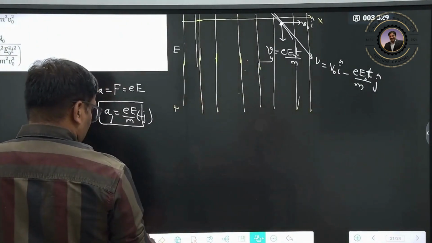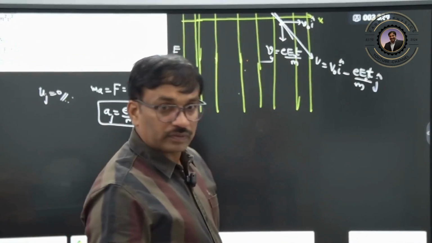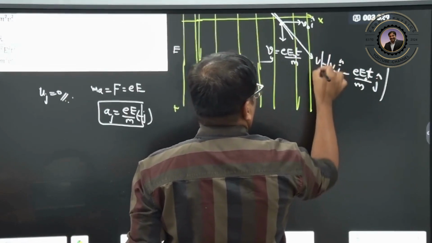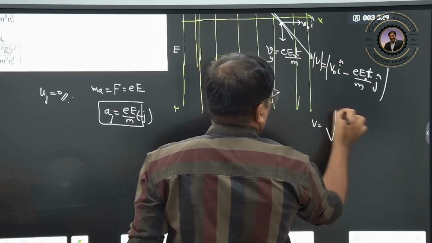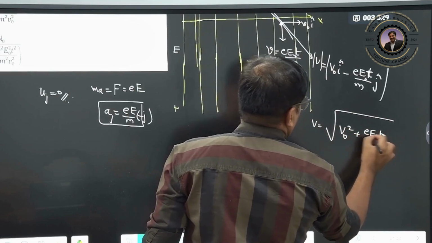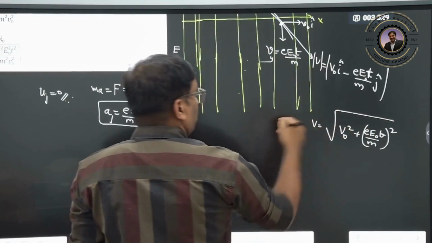First of all, let us calculate the magnitude. See, for the de Broglie wavelength, we should not go for vectors. We should take it in terms of magnitude. Magnitude we can take here now. So V is equal to root of V naught square plus E into E naught into T by M, whole square. Clear? So V naught square taken common now.